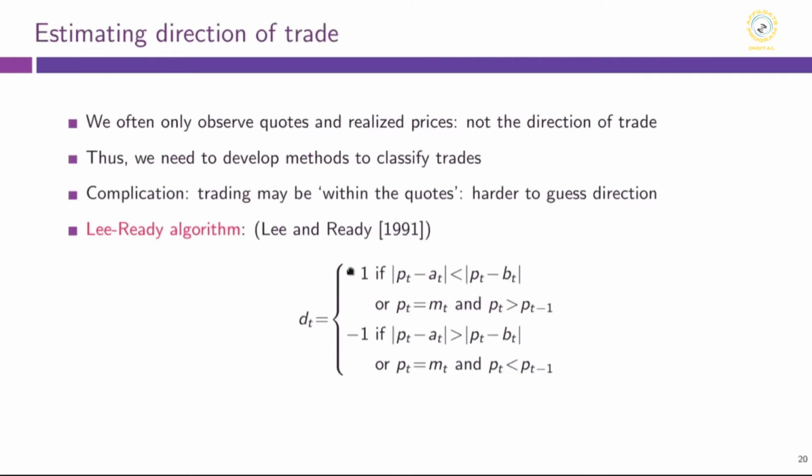Let us begin with the case in which you can only observe quotes and the realized trade prices, but you do not have access to data on the direction of trade. So you see the price at which the deal took place, but you do not know how this deal happened. Was it because a market order to buy hit a limit order to sell, or vice versa? So how can we classify these trades? How can we fill in this missing data on the direction of trade?